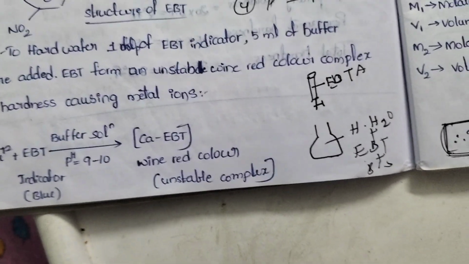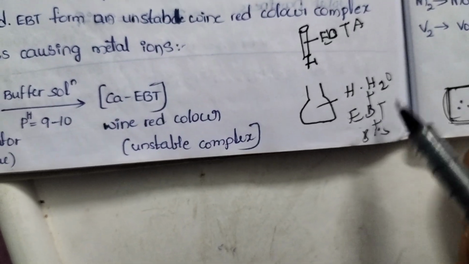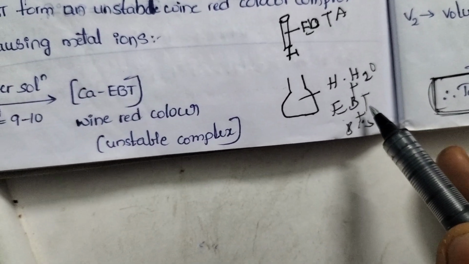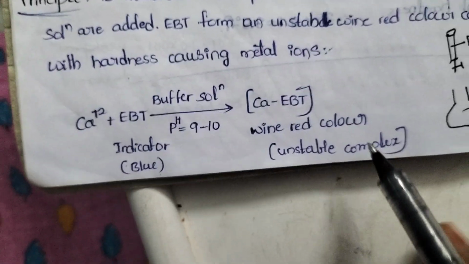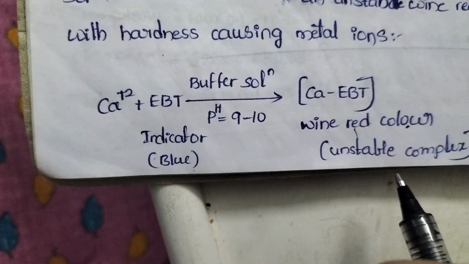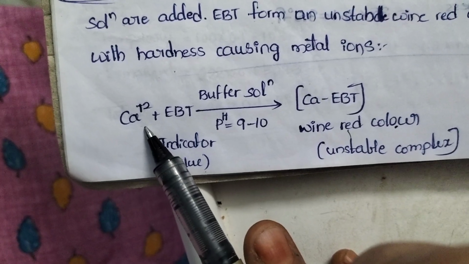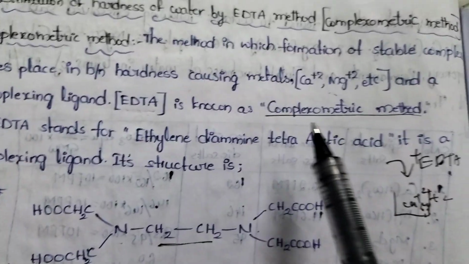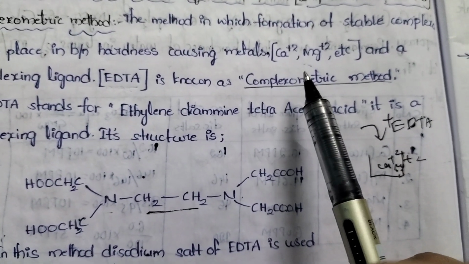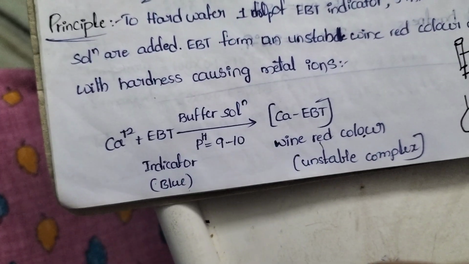Okay. Here water is colorless. Buffer solution is also colorless. But whenever we add EBT indicator to hard water, the solution turns into wine red color. This process is explained by this reaction. Observe here, calcium. Here calcium indicates what? Hard water. Just now I said hardness is mainly due to the presence of what? Calcium and magnesium metals. So here hard water is represented with calcium.